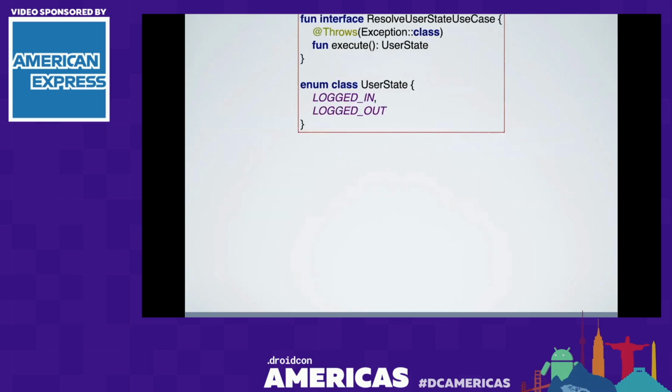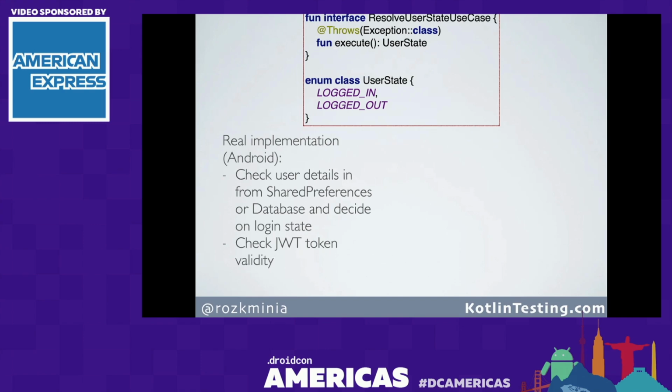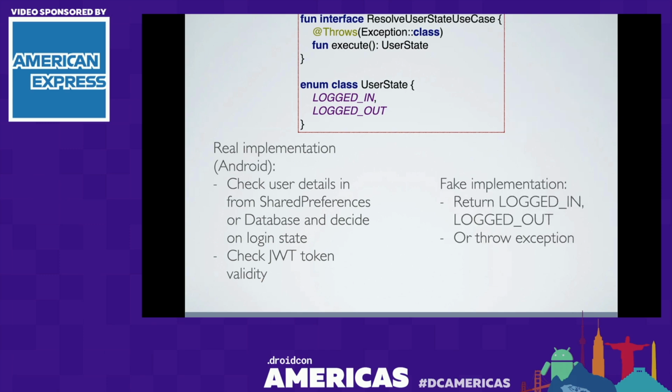The next dependency, use case, resolving if user is logged in or logged out. This class in real implementation would check if user exists in local database or will check some kind of token validity. Then we'll reduce this information to enum class representing user state if it's logged in or logged out. In our fake implementation, we will just return given enum values or throw exception to simulate real behavior.